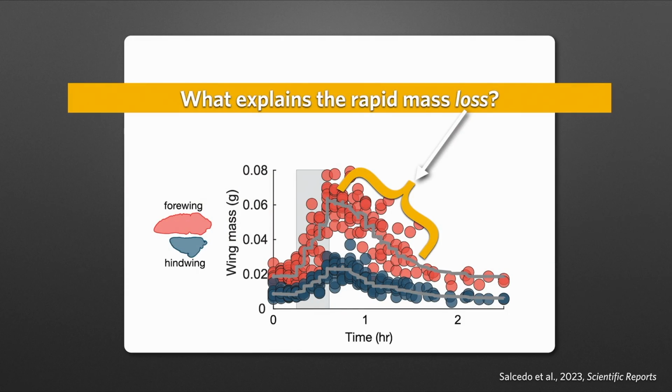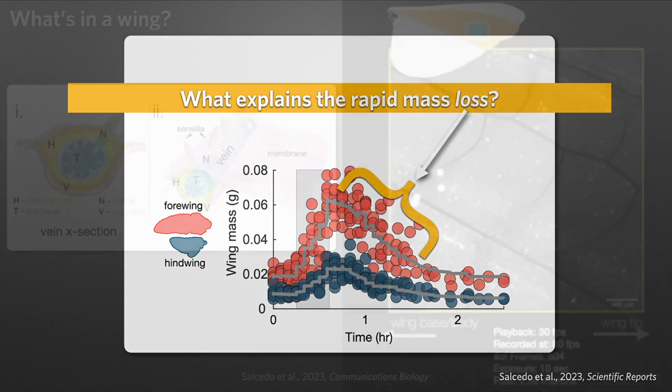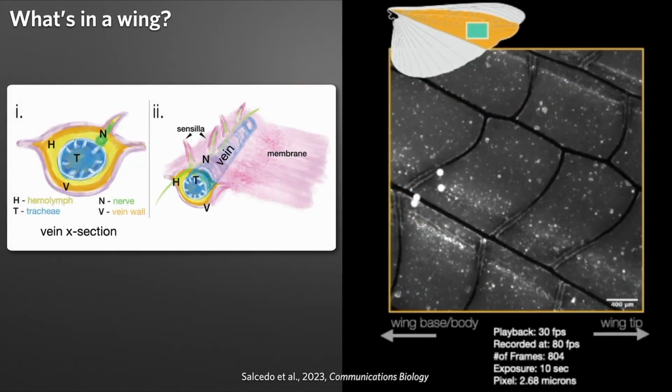Now, to understand this, you need to understand what's going on in a wing, which I think the speakers here have explained quite nicely. Really, really beautiful work. This is a wing vein cross-section, and within the cross-section, we have hemolymph, which is flowing through the veins. This is work of my former postdoc, Mary Salcedo, when she was doing her PhD work with Stacy Combs.